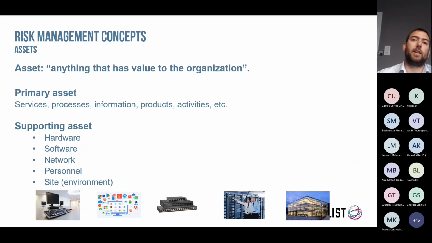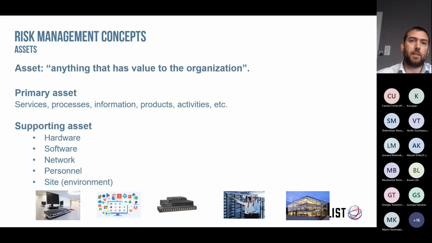And you have now the definition of an asset that you have seen previously. An asset is anything that has value to the organization. So it's a quite large definition. But something important here is that the assets are classified in 2 categories. The primary assets are the core activities of the organization, the services, the processes, or the products, or even the information. And you have also the supporting assets that may be mainly in the category of hardware, software, network, personnel or site.